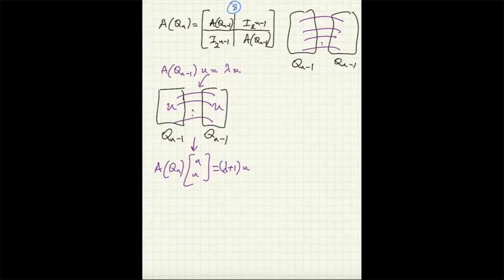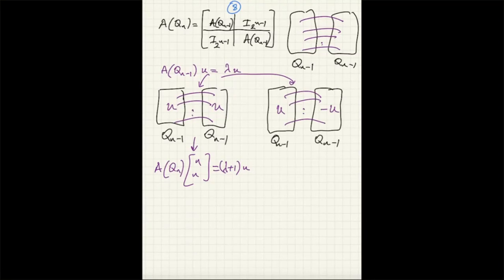Okay. And I can do a similar trick here. I have Q_{n-1}, Q_{n-1}, and I have these edges in between. I can put a u here and I can put a minus u on the other side. And that will get me A(Q_n) times (u, minus u) equals lambda minus one times (u, minus u). Okay. So you can show that if the u's from Q_{n-1} form an orthogonal or orthonormal basis for R to the power 2 to the n minus 1, these vectors below will also give you a basis for R to the 2 to the n. And so you get the spectrum of the whole graph. And this can be done recursively starting with Q1.